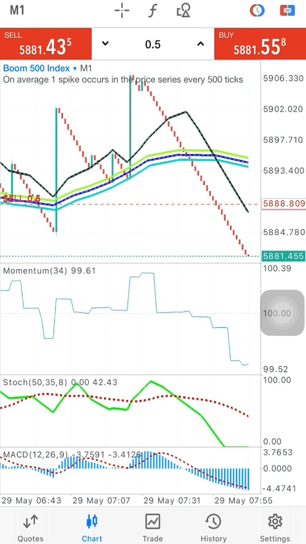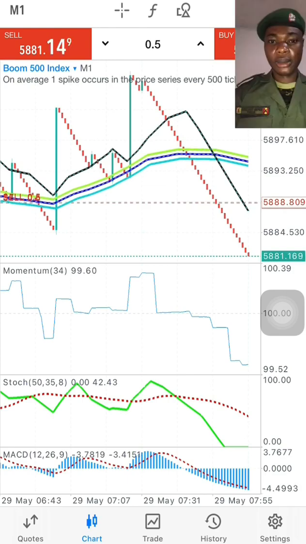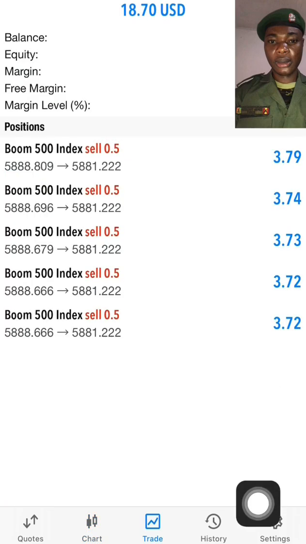Some people are asking if it works on Boom 500. Yes, it also works on Boom 500 and Crash 500. All the videos that I did before, I used only Boom 1000 and Crash 1000, but it also works for Boom 500 and Crash 500. The reason I like using Crash 1000 and Boom 1000 is that they run long before the spike happens. But Boom 500 and Crash 500 don't run as long as Crash 1000 and Boom 1000. Let me close my trade.